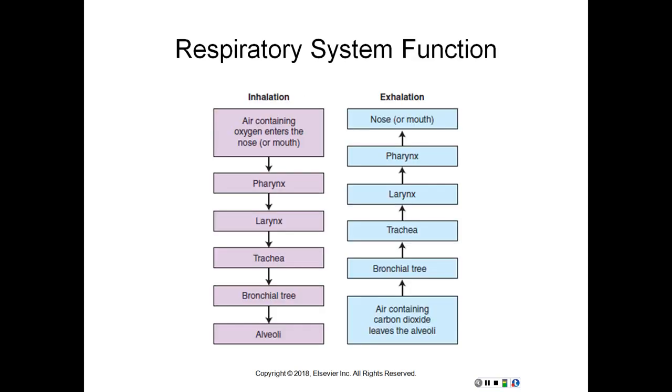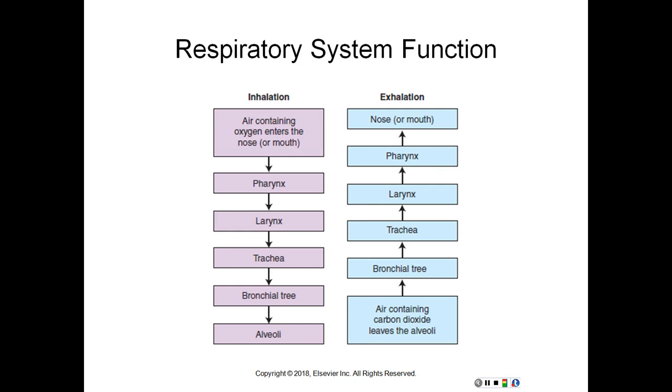So here's just the function of the respiratory system. So we have inhalation, so air containing oxygen enters the nose or mouth because you can breathe or you can inhale either way through your nose or your mouth. Then it goes to your pharynx, larynx, trachea, bronchial tree, and then alveoli. And then when you're breathing out or exhaling, it's basically going the opposite.